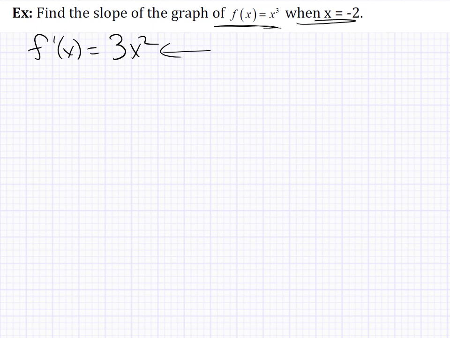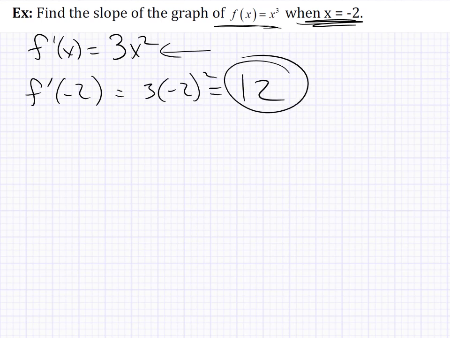When x is -2, it's simply find the derivative at -2, which will give us 3 times -2 squared, which in this case will give us 12. So that is the slope of the graph, which is also the slope of the tangent line at x equals -2.